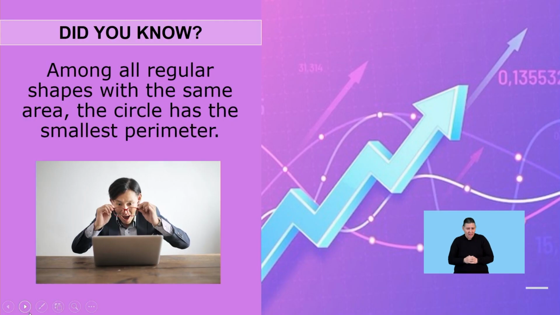Did you know that among all regular shapes, so that's squares, rectangles, triangles and circles, with the same area, the circle has the smallest perimeter? That's an interesting fact.